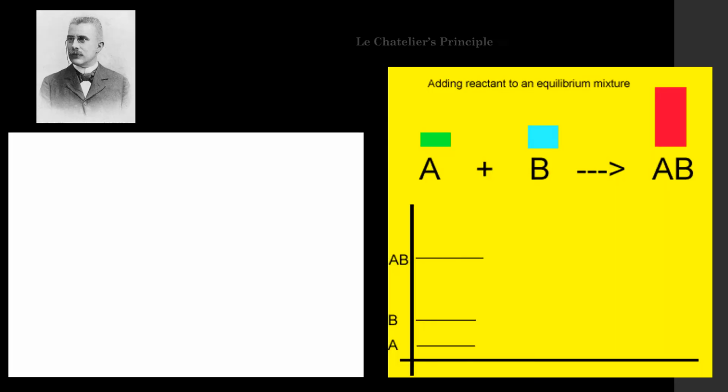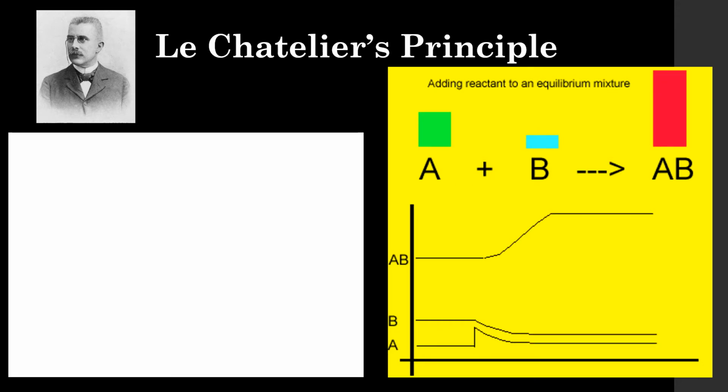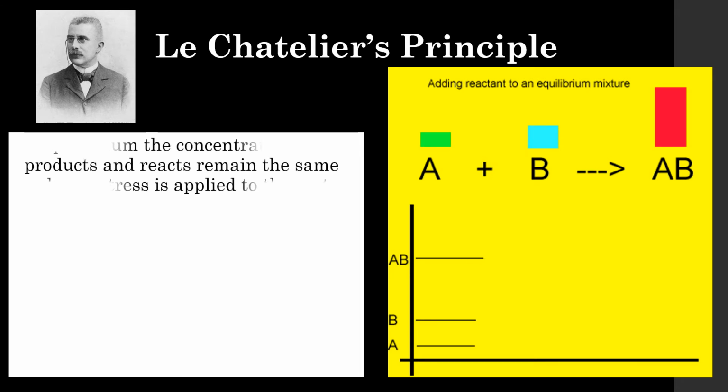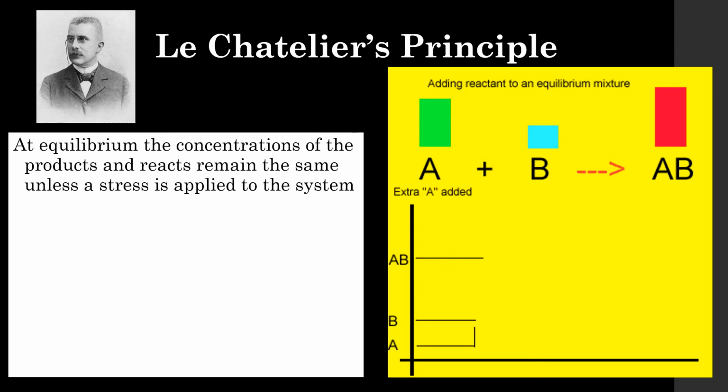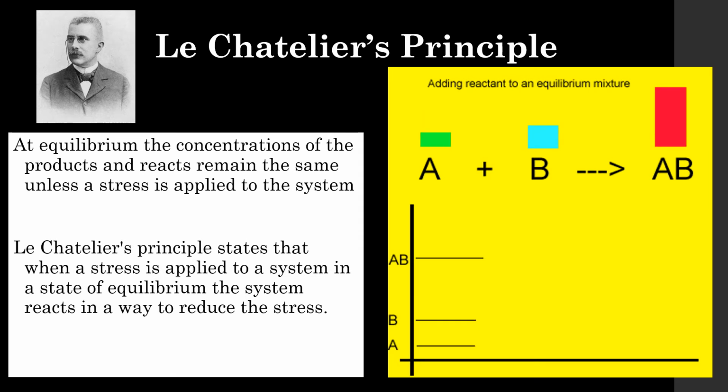Now we should also remember Le Chatelier. So we want to think about Le Chatelier and the equilibrium position and the Haber process first of all. So remember, in equilibrium, the concentrations of products and reactants remain the same unless a stress is applied to the system. So Le Chatelier's principle states that when a stress is applied to a system in the state of equilibrium, the system reacts in a way to reduce the stress.